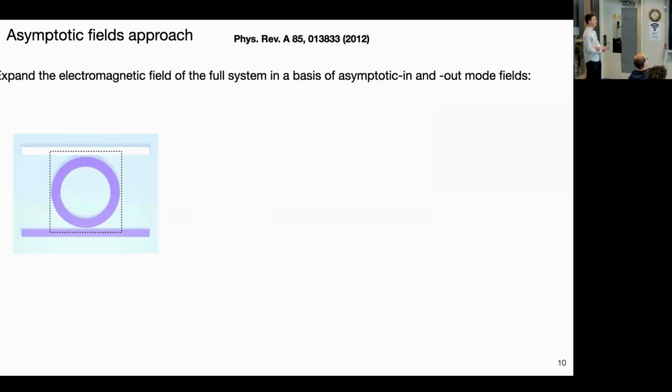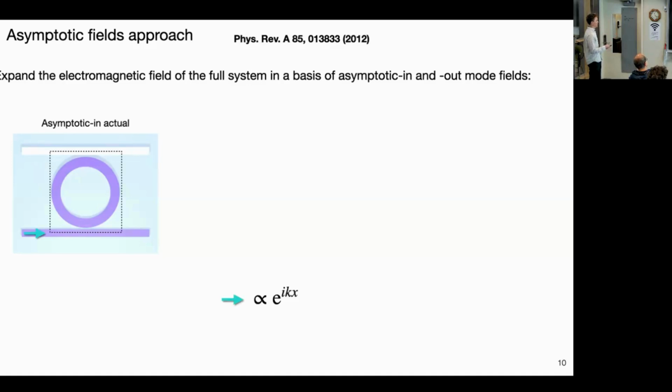So we're going to treat the generation of light in this asymptotic fields approach that was developed in 2012 for these types of problems. And so we start by expanding the electromagnetic field for the full system in a basis of the asymptotic in and out mode fields that are used in, say, a scattering theory. And this dotted box will be the interaction region, which contains the ring. So most of the interaction will just be confined to the ring.